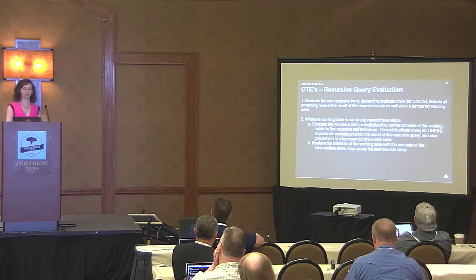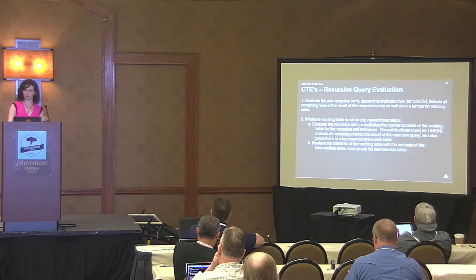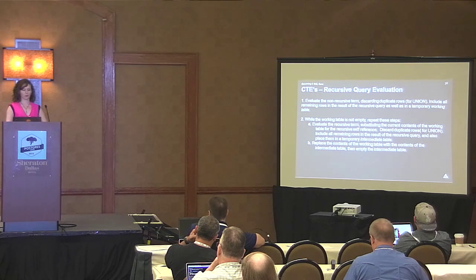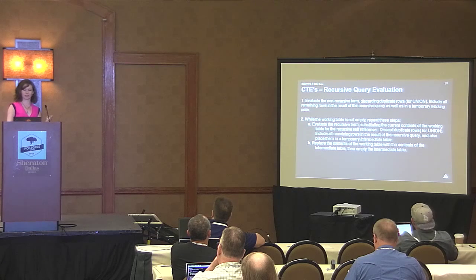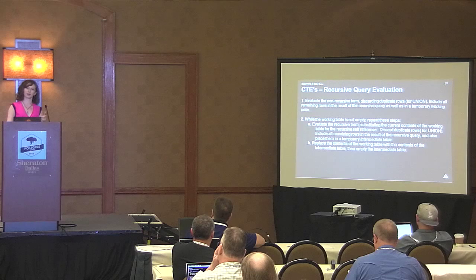We're going to evaluate the recursive term of our query. We're going to substitute the current contents of what's in the working table in for the recursive self-reference. We're then going to discard all duplicate rows again, assuming we're using a union rather than a union all. And we're going to include all of the remaining results within the recursive query output and also place them in an intermediate table. We're then going to replace all of the contents of our working table with the contents of the intermediate table and then empty the intermediate table. And we keep going and going until we get to the end.